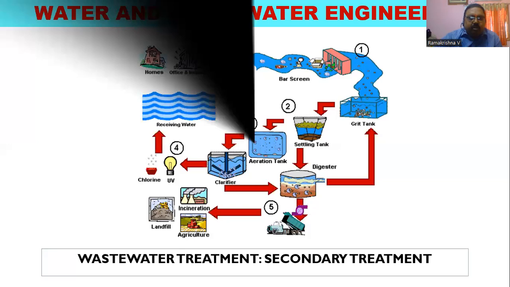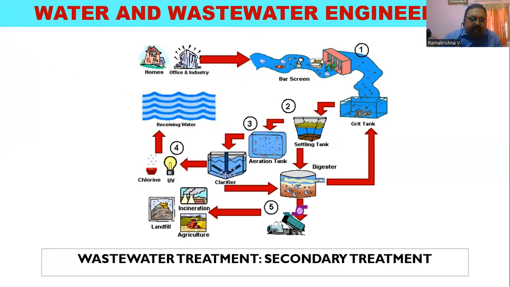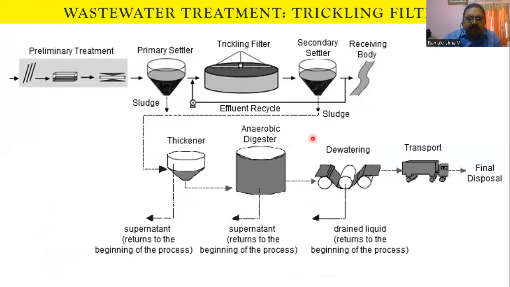We are discussing wastewater treatment, under which we are talking about secondary treatment. In the secondary treatment, we will be talking about the trickling filter. We have seen earlier the activated sludge process, which is based on suspended growth process. Now we'll see the other option used for biological treatment, called a trickling filter. This is mainly based on attached growth process.